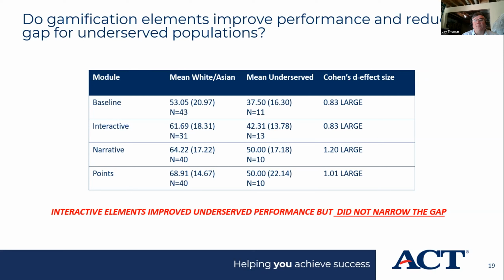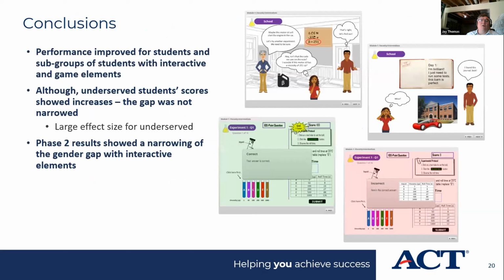Interactive elements improved the performance for underserved students, but it did not narrow the gap. The effect size was large for all modules. So whites and Asians had a very large effect size of better performance than our underserved group, regardless of the condition. The underserved group showed improvement, but not enough to narrow the gap. So our overall conclusions were that performance improved for students and subgroups of students with interactive and game elements, which was good. And although underserved students' scores showed increases, the gap was not narrowed, which unfortunately was rather disappointing.